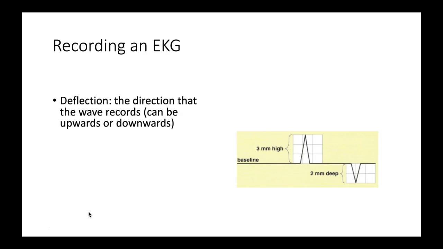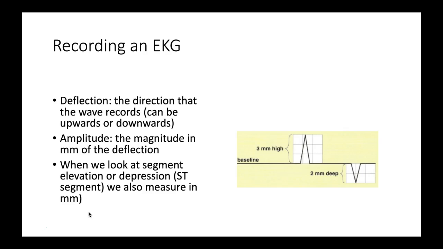And when we look at these deflections, they can go upwards or downwards. We record them in millimeters. So if you look over to the right, you'll see the amplitude is recorded as 3 millimeters high or 2 millimeters deep, depending on the direction that it's going. And when we look at our ST segment, which is really important when we're looking at patients with cardiac injury, we also measure that ST segment in millimeters.